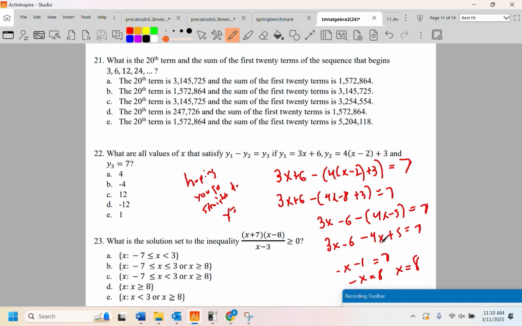Negative 8. Interesting. It's not on there. Which means Milbrath probably made a mistake, and I did. It was right there. No. Well, one there. 4x minus 8.